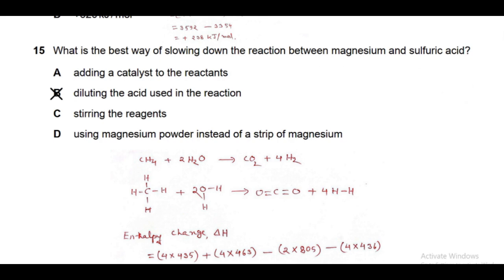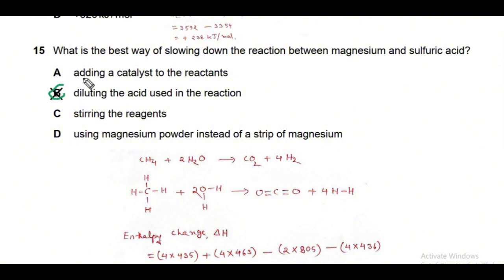15. What is the best way of slowing down the reaction between magnesium and sulfuric acid? How can you slow down the reaction when magnesium reacts with sulfuric acid? B is the right answer, diluting the acid used in the reaction. If you dilute the acid, the concentration of acid decreases, so the rate of reaction will decrease. That means the reaction will slow down. B is the right answer.